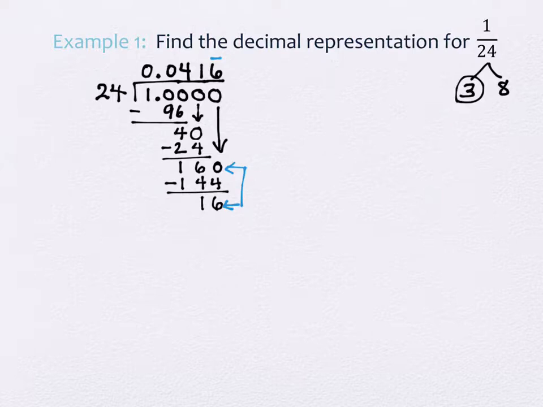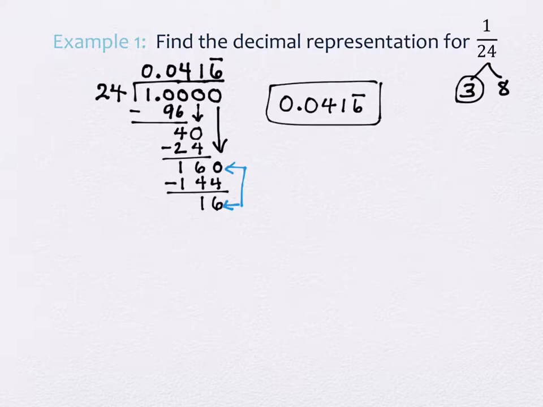So make sure that when you're putting your repeating bar, it's very clear what's repeating and that you don't end up putting it over like this. Don't make us guess. This would not be okay, because the 1 doesn't repeat, it's just the 6. So the representation of this in repeating decimal form is 0.416 with the 6 only repeating.